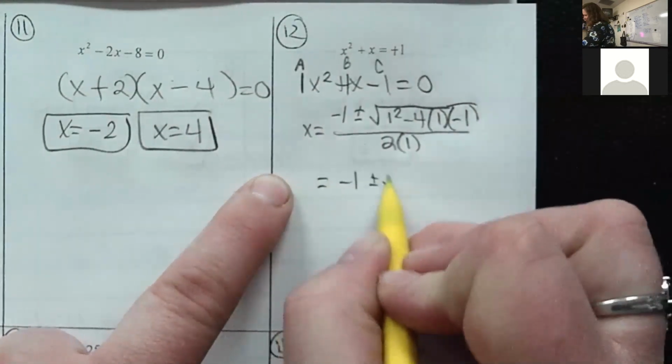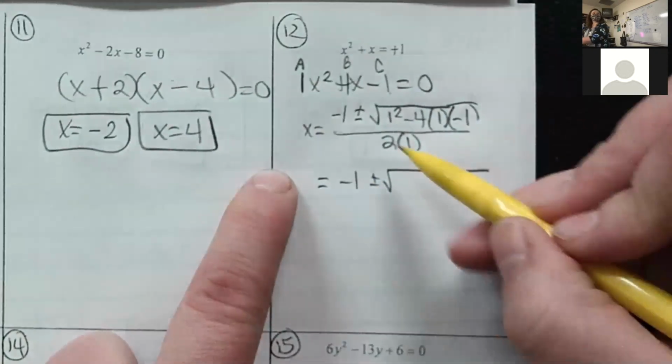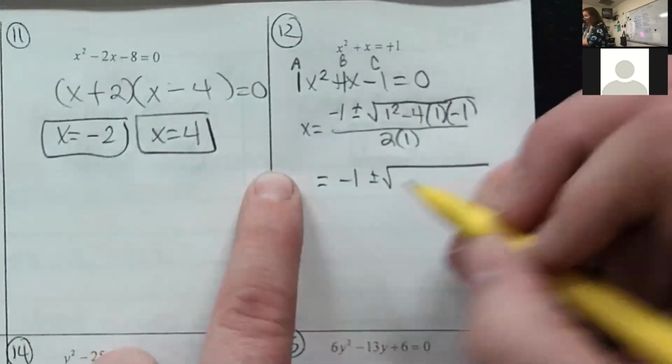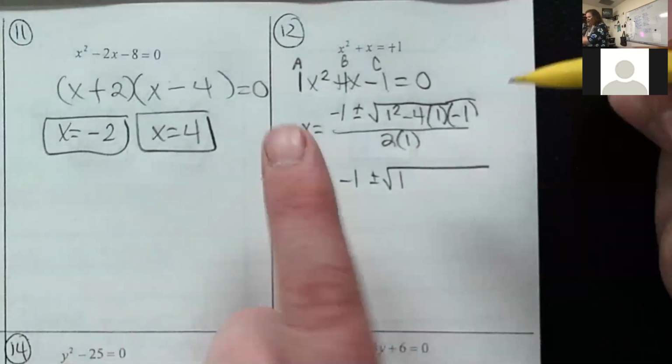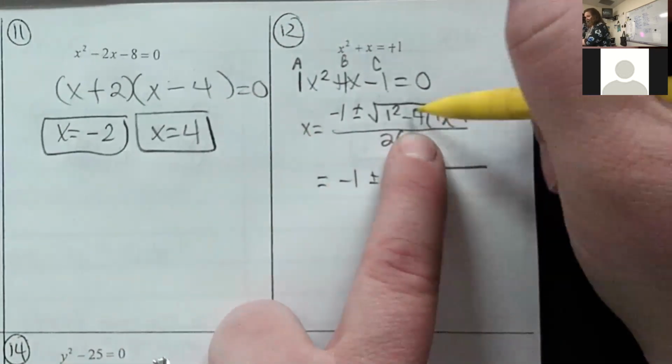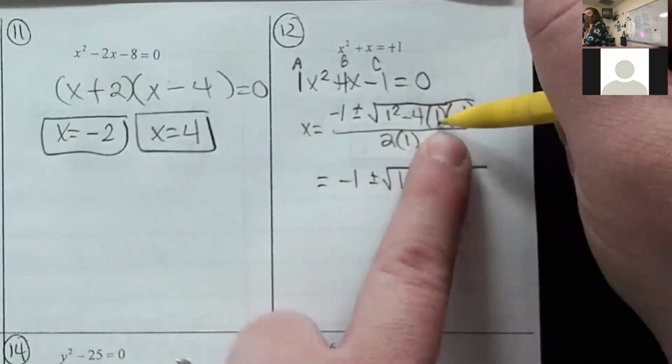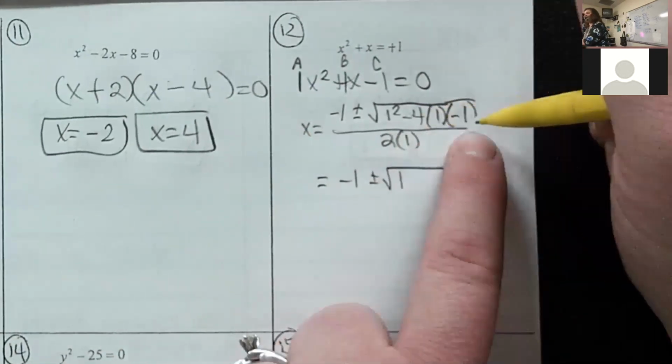-1 plus or minus. What's 1 squared? 1. Thank you. That took a really long time. I'm a little nervous. All right. -4 times 1 is what? -4 times a -1.